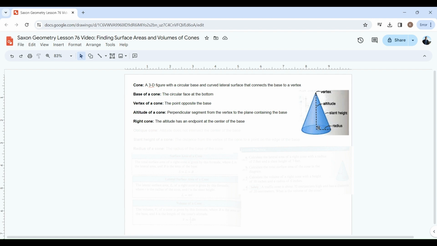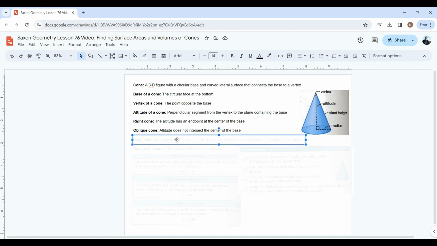If the altitude goes from the center of the circular base to the vertex, and it makes the right angle like it should, that makes it a right cone. An oblique cone is any cone that has an altitude that doesn't intersect the center of the base. So if we start moving the vertex point to a different spot, so it's not right above the center of the circular base, now we have an oblique cone.